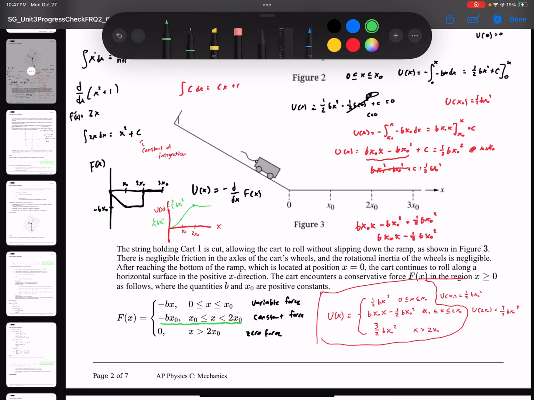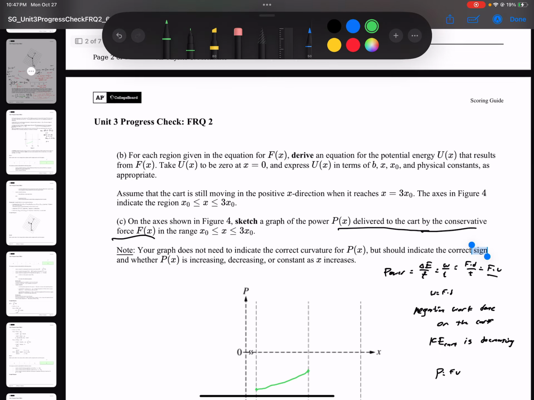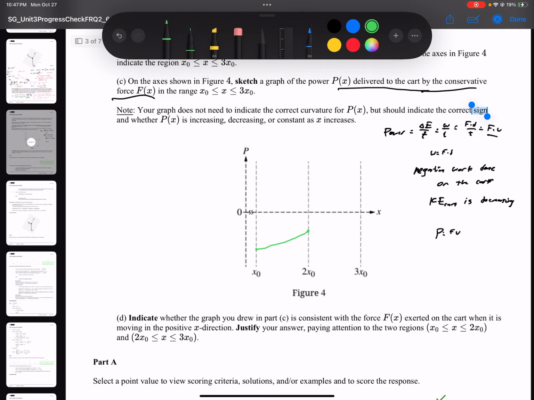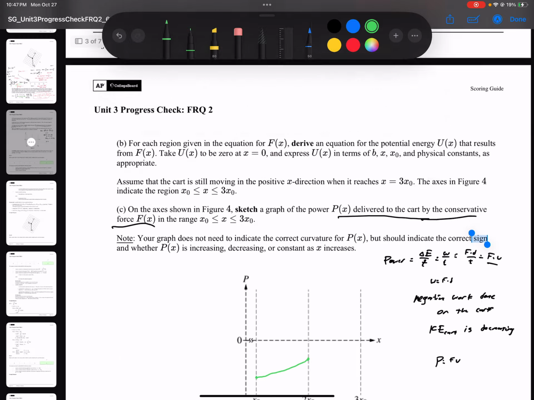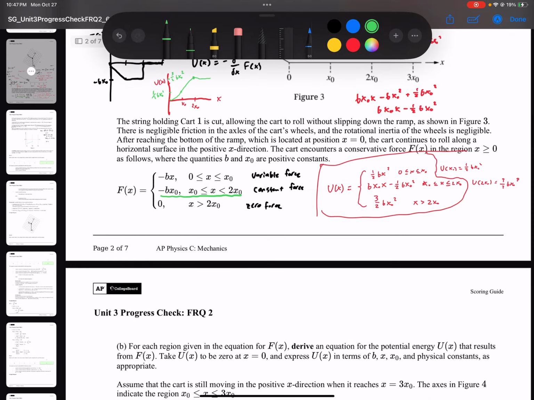The cart continues to roll along the horizontal surface in the positive x direction. All right, so the cart keeps on going. It doesn't come to a stop. If the cart did come to a stop, then the power would eventually reach zero as the velocity approaches zero. But the velocity doesn't come to zero in this region. All right. Then from 2x naught to 3x naught, we see that the force is zero.